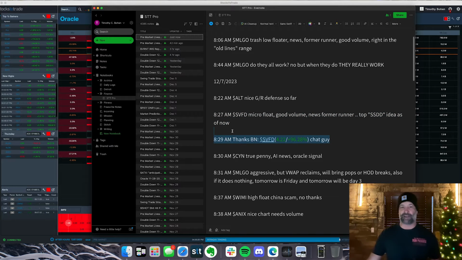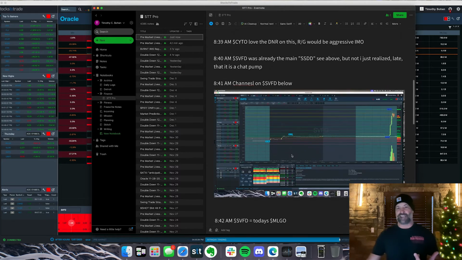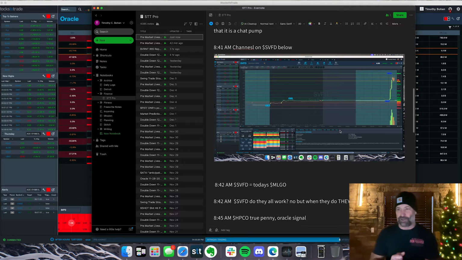So you can see that right here on my notes. I knew that it was a chat pump thanks to breaking news at 8:29 a.m. So then you just scroll down and map out all the levels right here. You can see the stock was trading at $4.03. The yellow lines are my lines. We mapped out those lines, so we knew the channels on this thing. We knew what it was going to do.